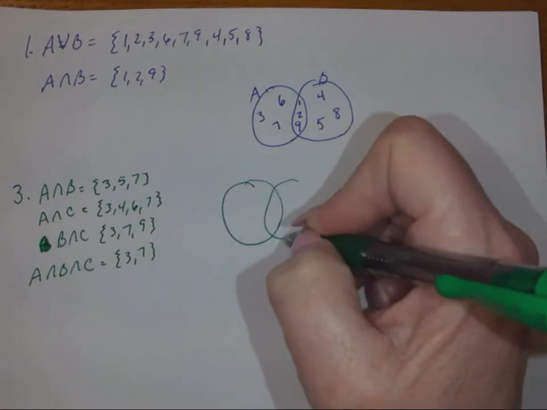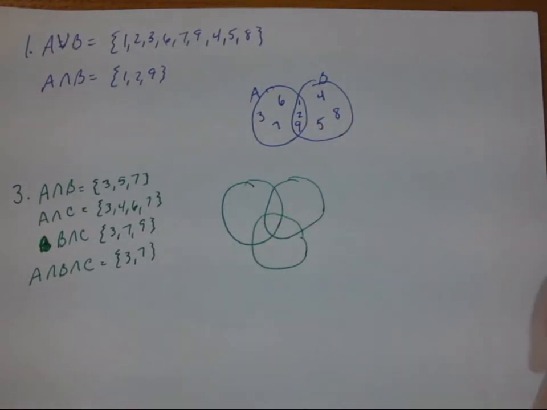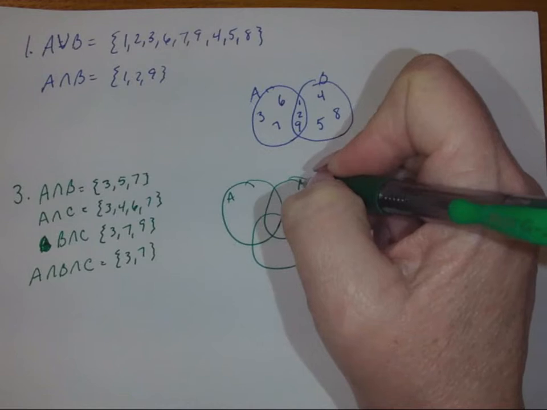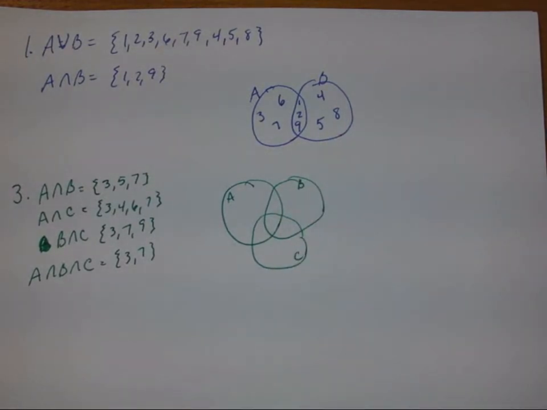All right, so we're going to have A, B, and C circles. This time I'll put them on the inside because it doesn't really matter which way you go.